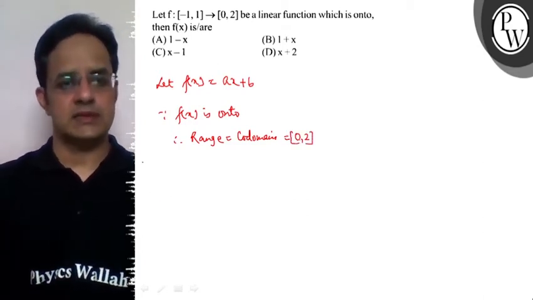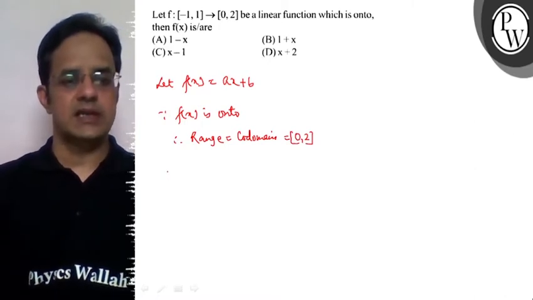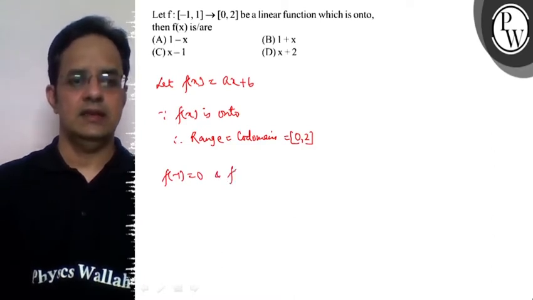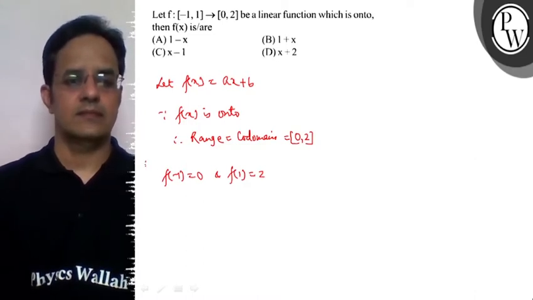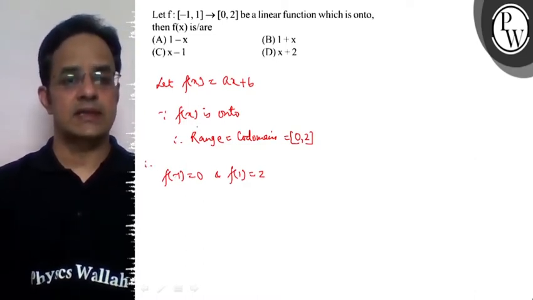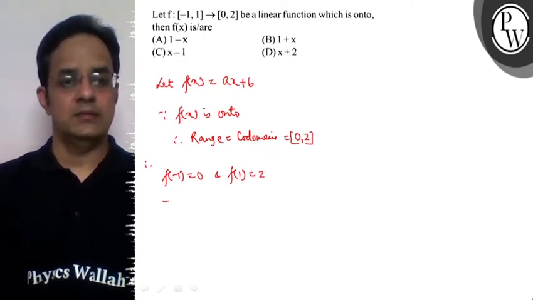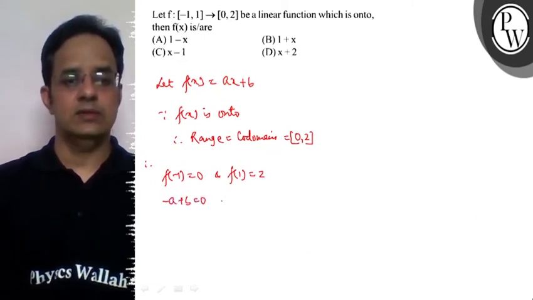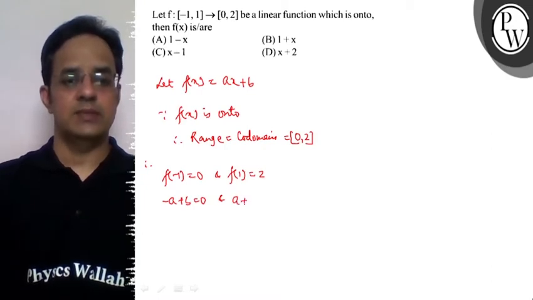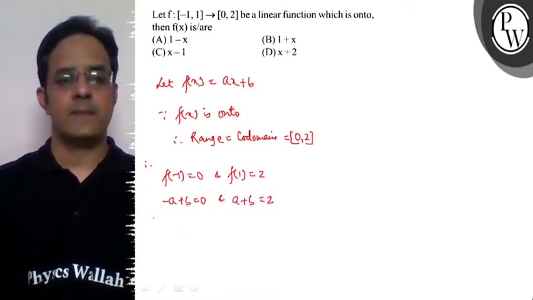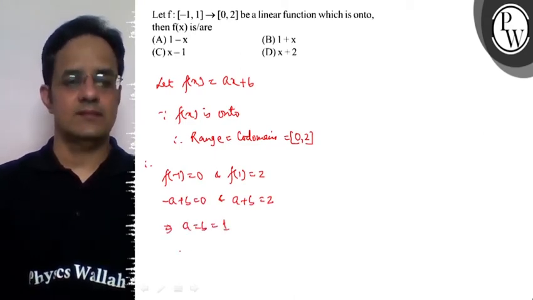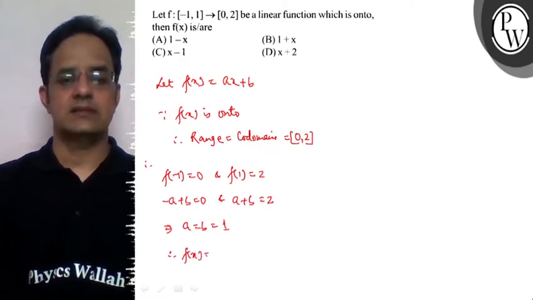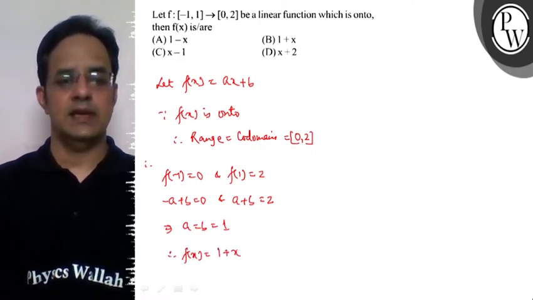यहाँ पर दो पॉसिबिलिटीज हो सकती हैं. The first possibility is that f of -1 equal to 0 and f of 1 equal to 2. अगर हम f of -1 को 0 लेते हैं, then it will be minus a plus b equal to 0 and a plus b equal to 2, which means that both a and b are equal to 1. So therefore the function f(x) is 1 plus x.